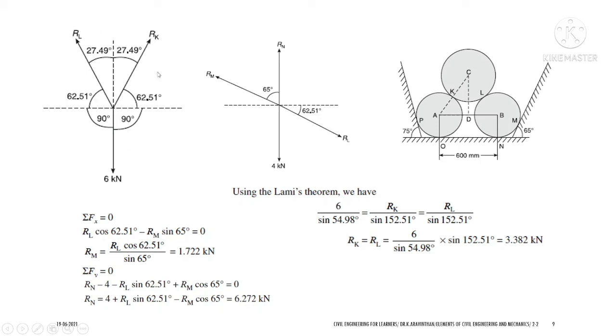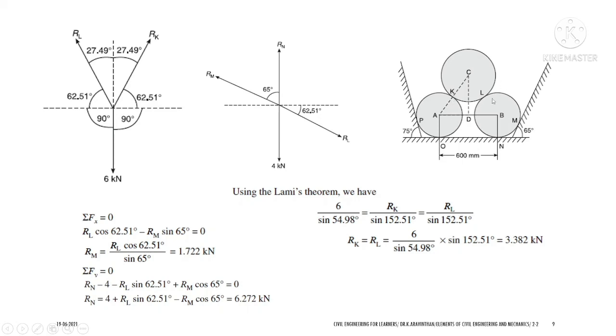After identifying this, you can use Lami's theorem to find RK and RL. So 6 divided by sine of the sum of both angles, which is 54.98, equals RK divided by sine of 90 plus 62.51, which is 152.51. For RL the angle will be the same, and RK and RL will be the same. If you multiply by sine 152.51 degrees, the value is 3.382 kilonewton. So we have found out the answer for the sphere C. Okay, let us go to the next sphere.